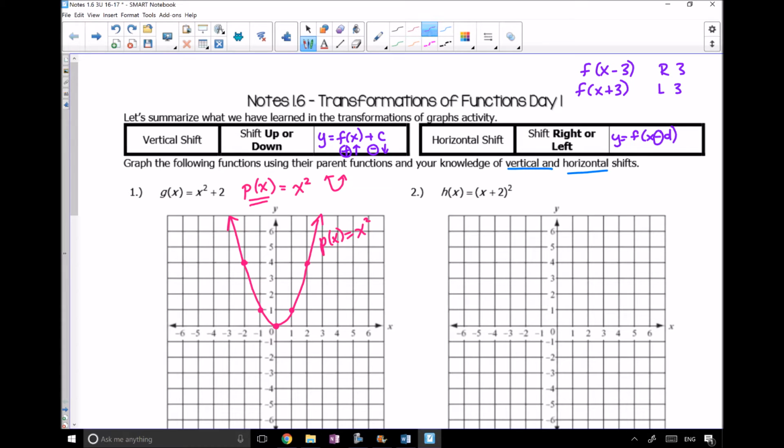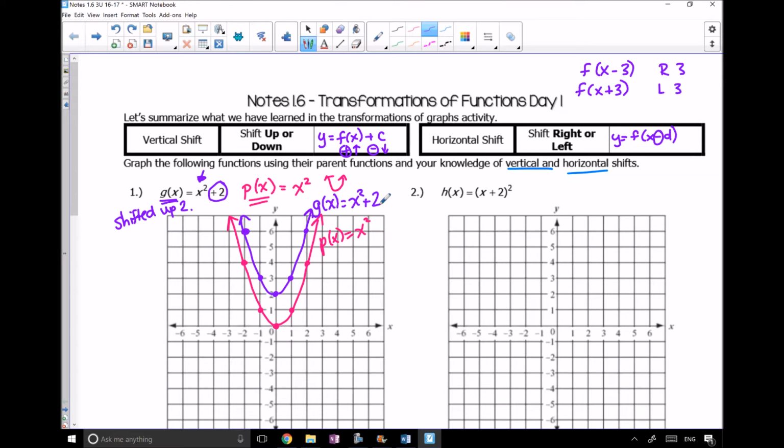Now, what is this saying right here? Well, this plus 2 is on the outside, which means g of x is equal to the output plus an extra 2, which means that it gets shifted up by 2. So what I'm going to do is take each point right here and move up 2. So start at 0, go up 2, start at 1, go up 2, and we're at 3. Start at 4, go up 2, and we're at 6. So this right here is the function that's given to us. g of x is equal to x squared plus 2.